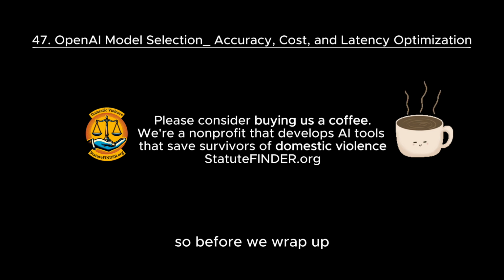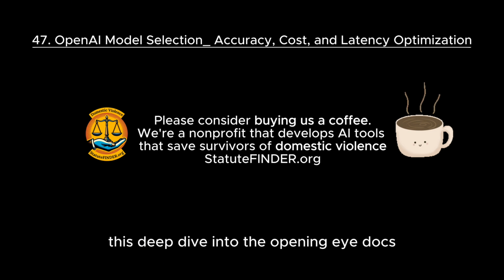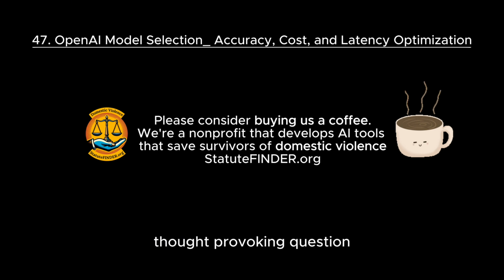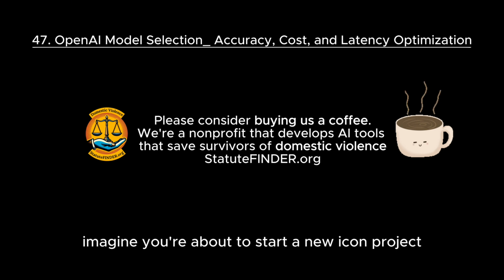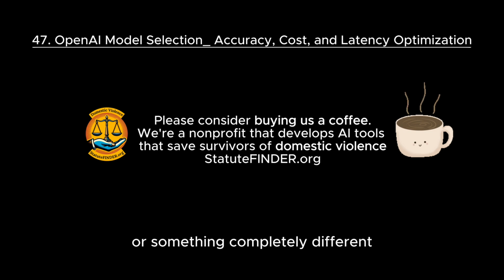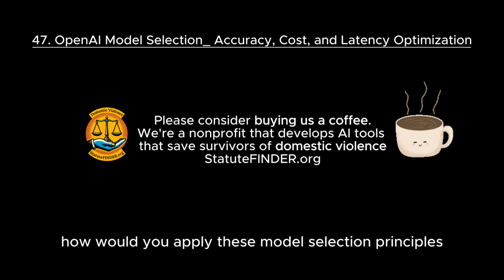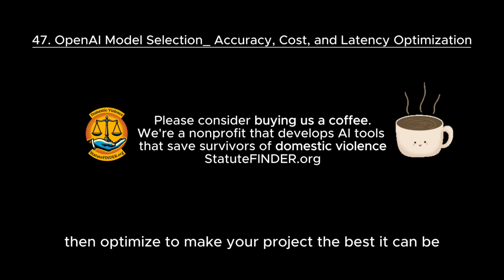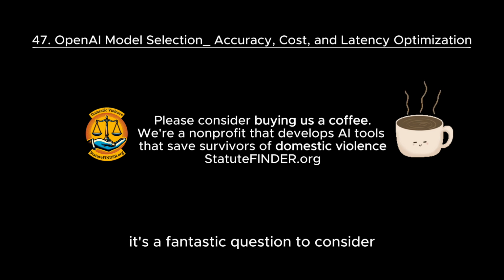Mission accomplished. So before we wrap up this deep dive into the OpenAI docs, I'm going to leave our listeners with a final thought-provoking question. Imagine you're about to start a new Python project, maybe that chatbot we talked about or something completely different. How would you apply these model selection principles? Accuracy first, then optimize to make your project the best it can be. It's a fantastic question to consider because it highlights that these aren't just abstract concepts, they're practical tools you can use to build incredible things with Python and AI.